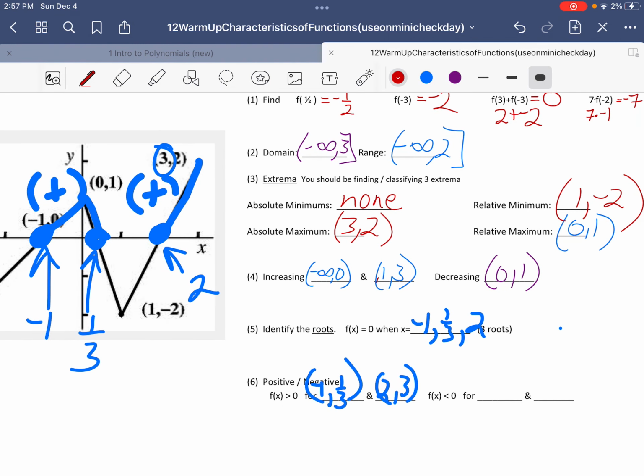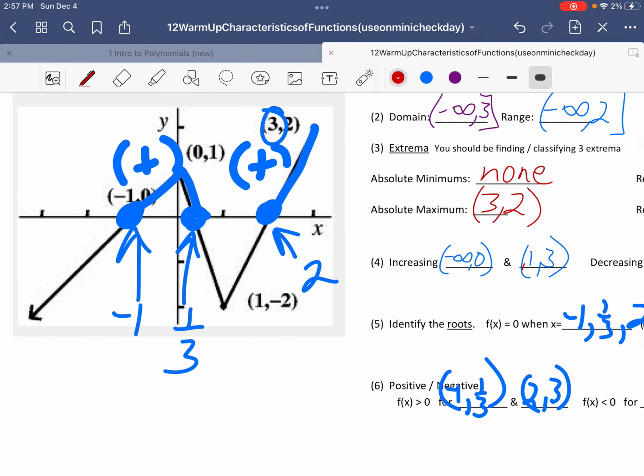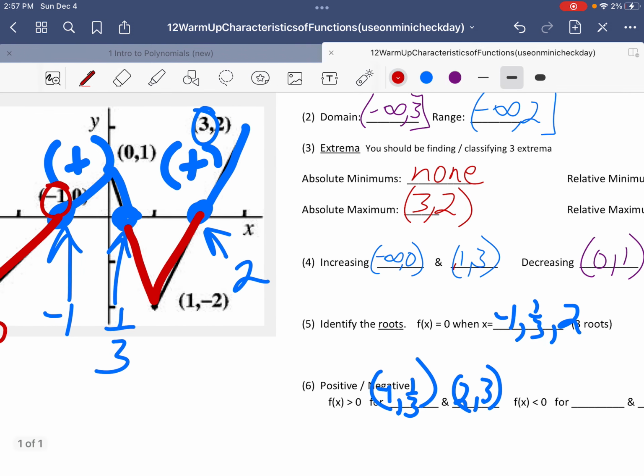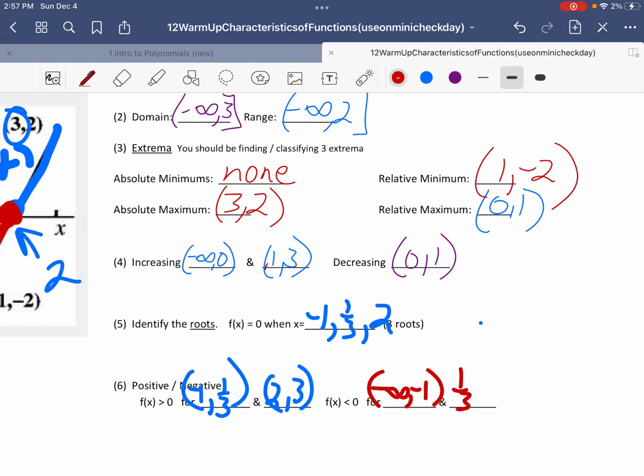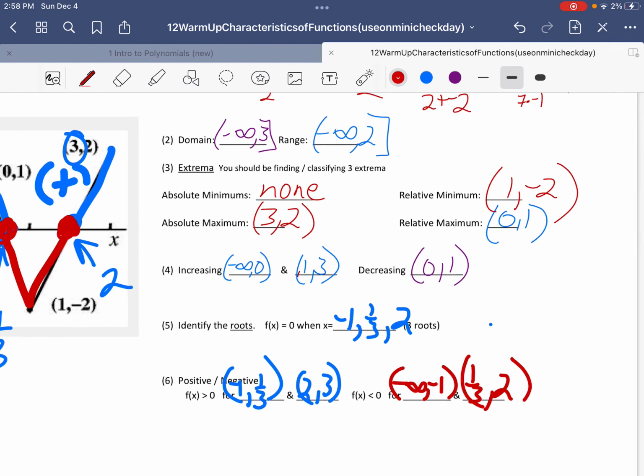Less than 0 means the graph is negative. Less than 0 is these two red sections. Using the x value, my furthest x value to the left is -infinity, and then it goes up to the x value of -1. And then my x value from this point to this point is 1/3 to 2. Again, I use the x value to give the interval.